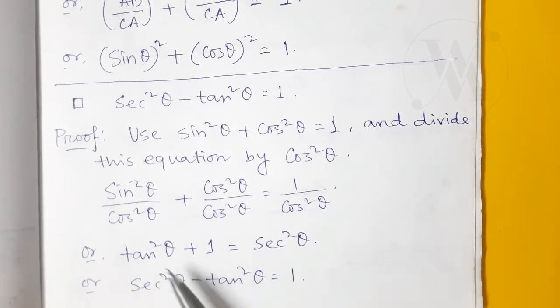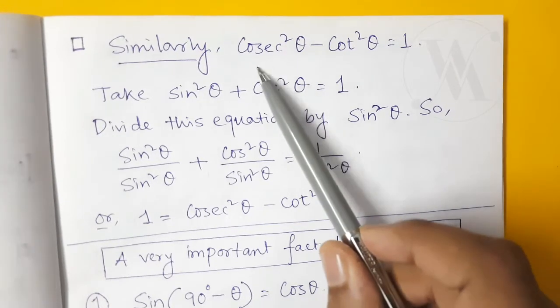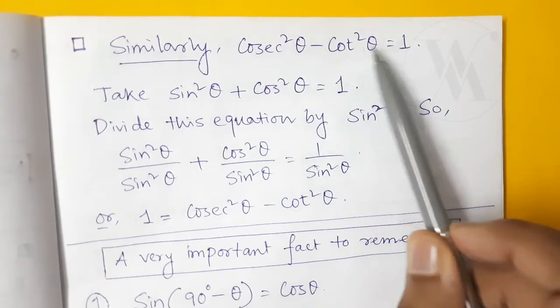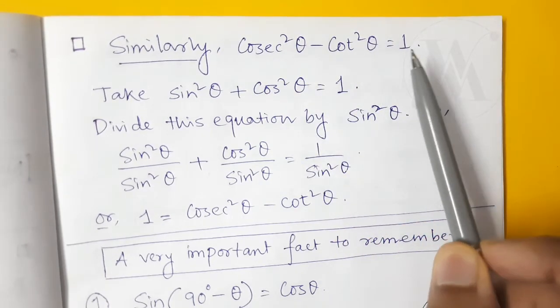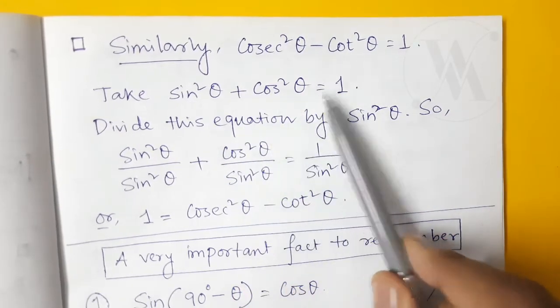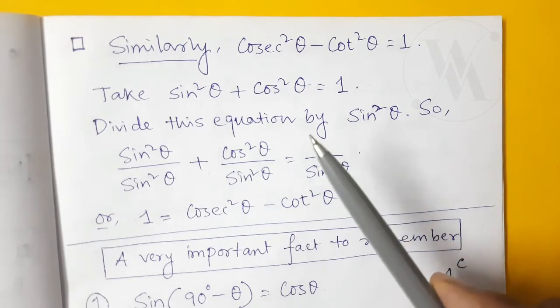Now in this result we are just keeping this tan to this side of the equation. So this will be sec square theta minus tan square theta, which is 1. Similarly we can prove these results also: cosec square theta minus cot square theta is equal to 1, and we will prove this result again by sin square theta plus cos square theta is 1. So this will be exactly similar to the previous one.